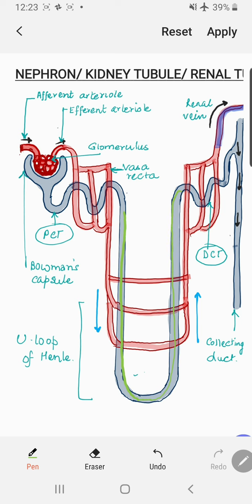You call this U-loop. It's just like a Juda pin, the pin that we use in our buns that we make, right? Knots that we make in here. So this U-loop is known as U-loop of Henle. It has two arms or two limbs, you may say. The one which takes the liquid down, and the other one, after taking a U-turn, takes the liquid up. So the one which is taking the liquid down is descending loop of Henle, right? Descending loop of Henle, and the one which is taking the liquid up is ascending loop of Henle, right?